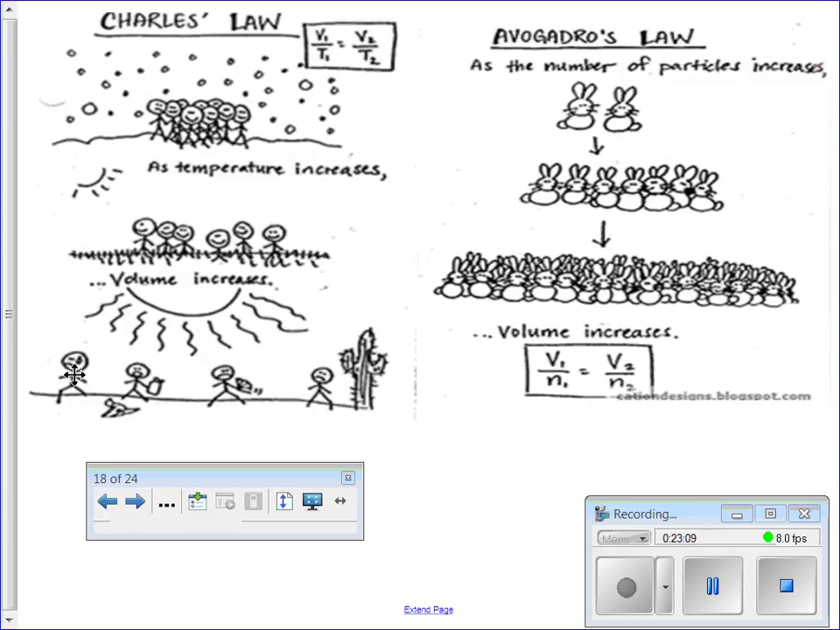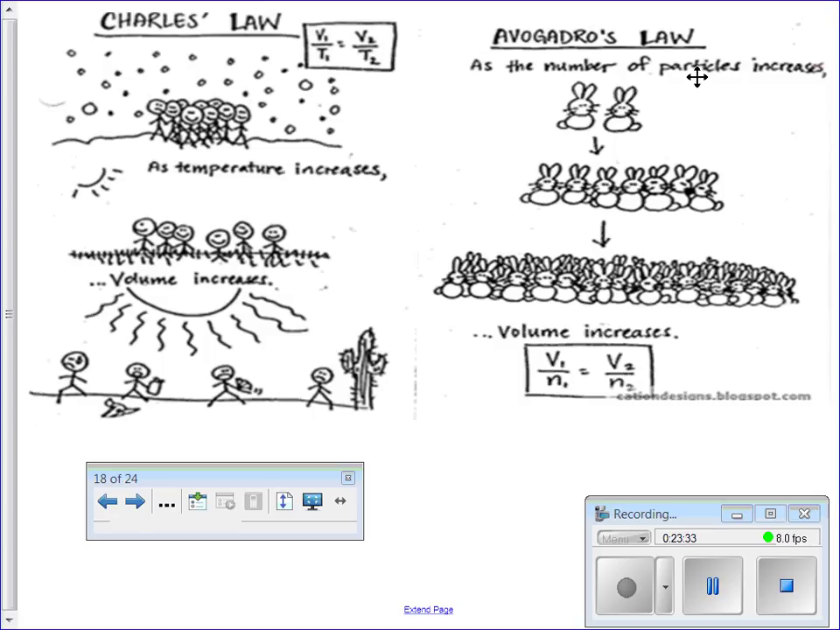And when these people are hot, they're far apart from each other. They don't want to be close to each other. So you've got a much larger volume of space taken up. Charles's law says that as temperature increases, so does the volume. Or if you go the opposite way, as temperature decreases, so does the volume.